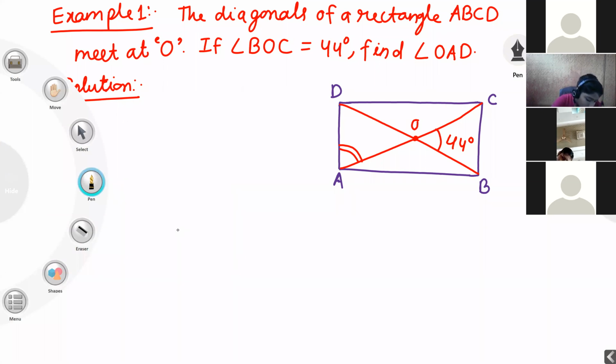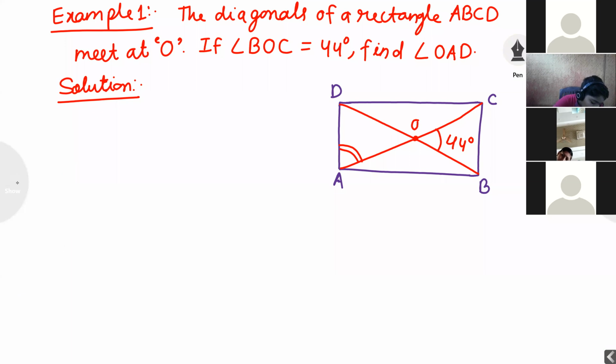Very easy question. Firstly, I am assuming this is angle 1, this is angle 2, and this is angle 3. It means I want to find out angle 3, right?